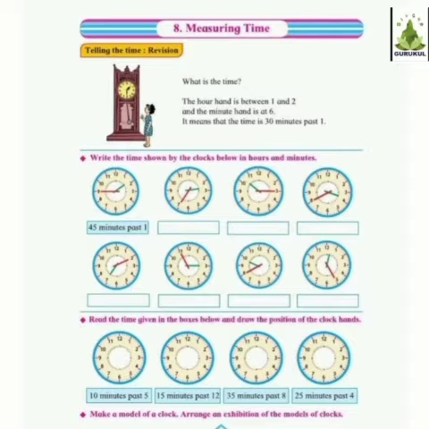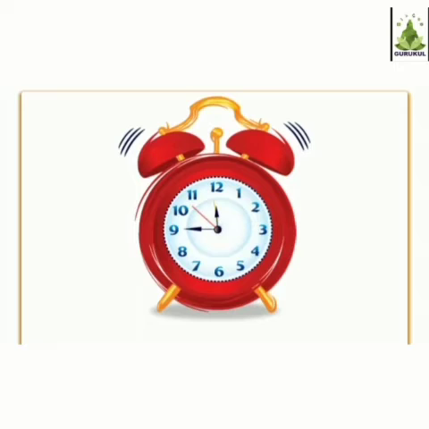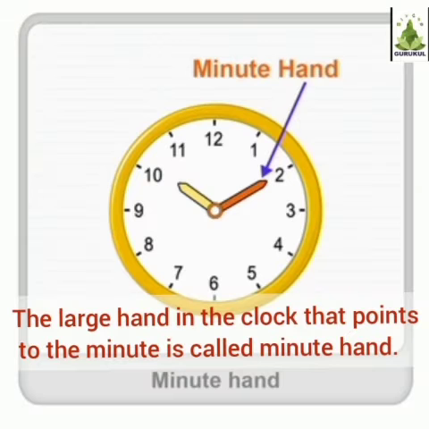Measuring time. In this lesson, we will study time reading by using a clock. A clock is a device used to measure, keep and indicate time. The clock is one of the oldest human inventions. Let us understand more about the clock and its hands. Minute hand. The large hand in the clock that points to the minute is called the minute hand. It takes one round in 60 minutes. 1 minute is equal to 60 seconds.